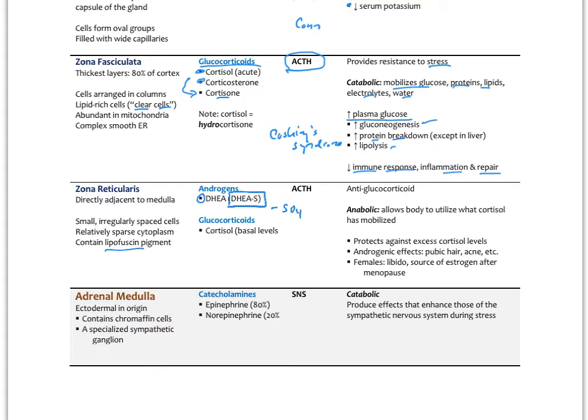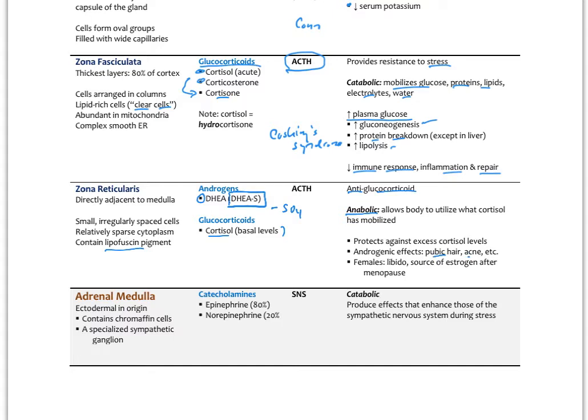The reticularis, I'll say, also makes a little bit of cortisol, more basal levels instead of the acute levels which you see in the fasciculata. But the main action of DHEA is sort of as an anti-glucocorticoid. It has an anabolic function, which allows the body to utilize what cortisol has mobilized. So it protects against excess cortisol levels. It has, of course, androgenic effects, and that would cause growth of pubic hair, acne, facial hair, and so forth.